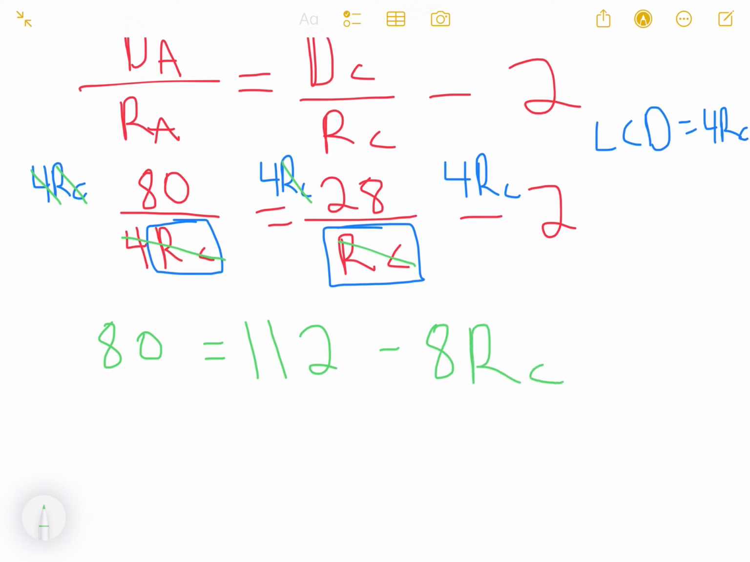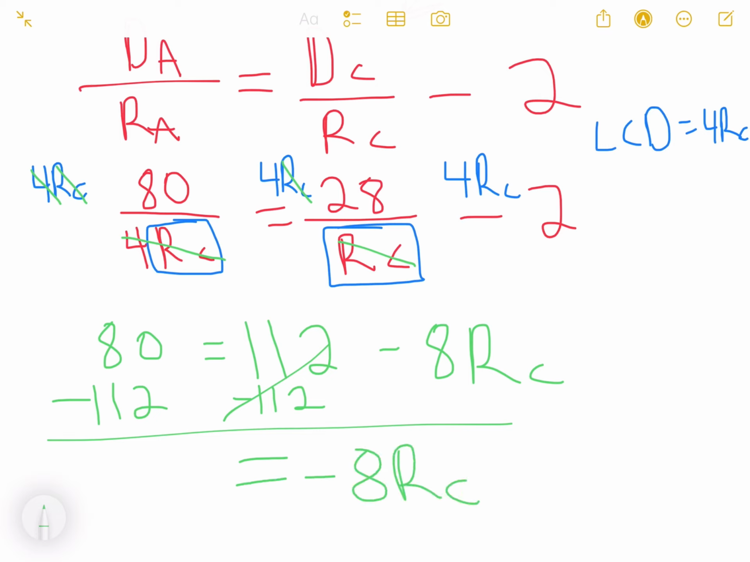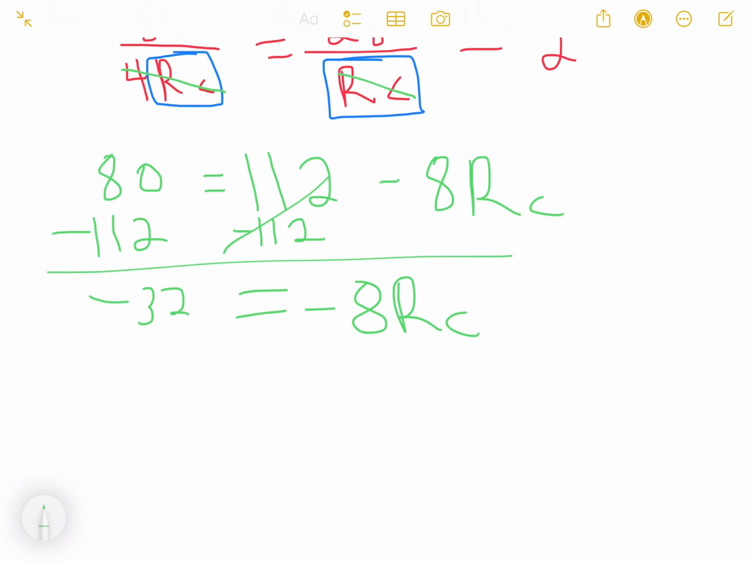And then I rearrange this, because if I have this minus 112, I want to make sure that it gets on the other side, so minus 112. I'm left with minus 8 RC is equal to, what is that, minus 32. And then what do I do from there? Well, if it's multiplied by minus 8, I simply divide by minus 8. Because if I do minus 8 divided by minus 8, I get 1, and I divide by minus 8 here. And it's good that I have negative divided by negative, because then that gives me that the rate of her challenger was simply equal to 4.